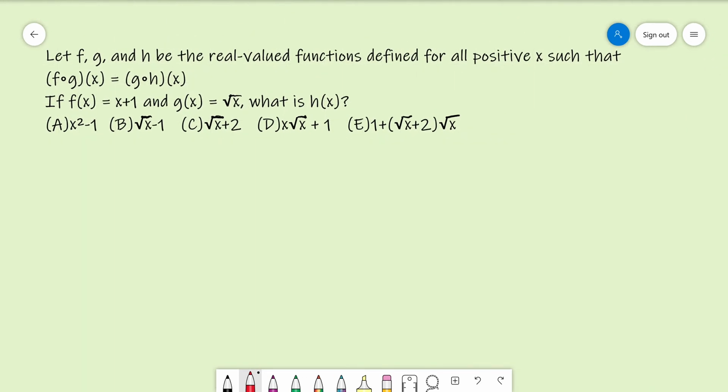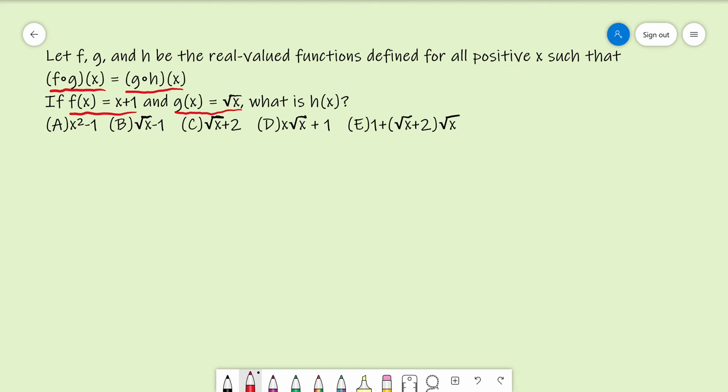In this question, we're told that f and g and h are real-valued functions defined for all positive x, and we're told that the composition of f and g is equal to the composition of g and h. And then we're given f and we're given g, and we're asked to find what h is.